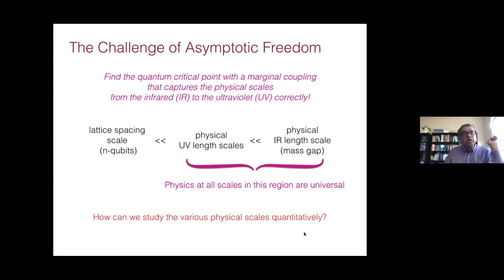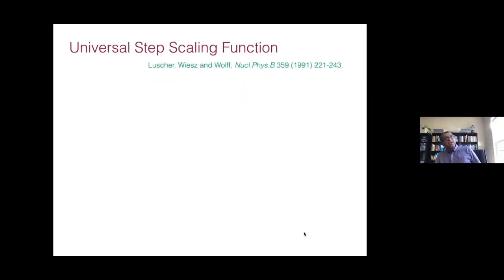So the question is, how can we study all of these different scales quantitatively? Now, this was actually studied nicely using what we call a step scaling function, right? This was introduced by these authors.